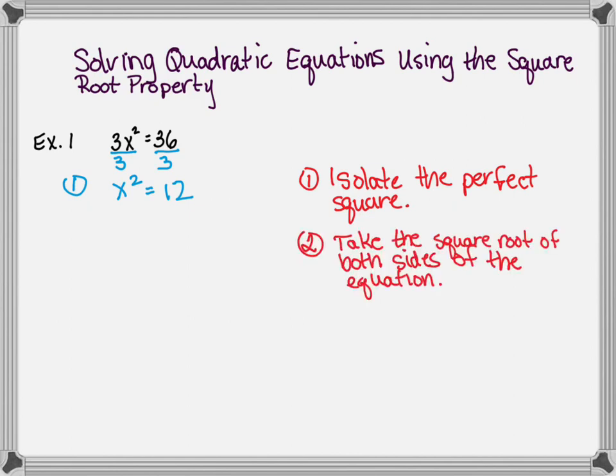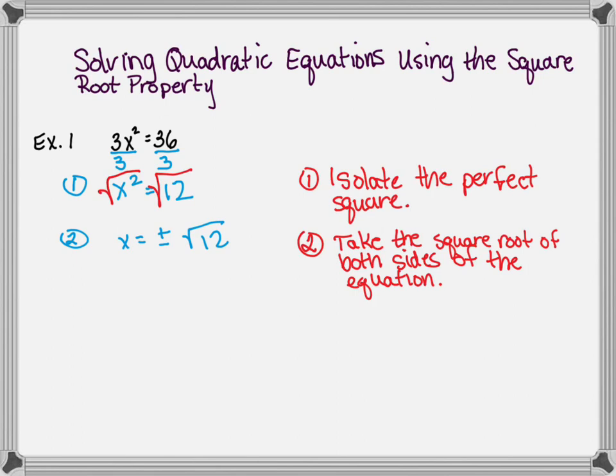Second step, take the square root of both sides of the equation. When I do that, the square root on the left cancels out the exponent of being raised to the second power because they're inverse operations, and we're left with x on the left equals plus or minus the square root of 12. When we take the square root of both sides of an equation in the process of solving an equation, we will get a plus or minus.